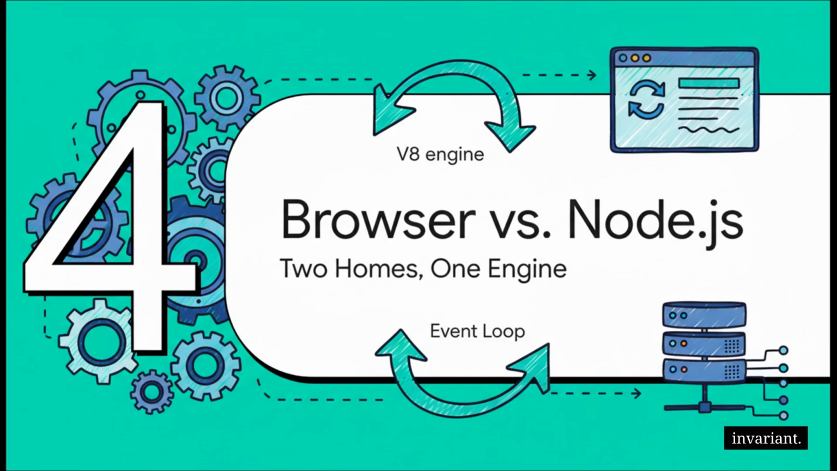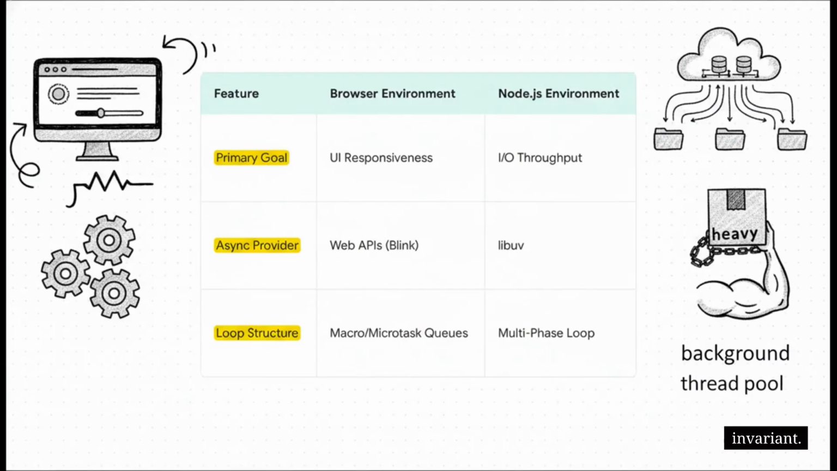But what's really interesting is that it doesn't just live in the browser. V8 is also the heart of Node.js, the super popular server-side platform. But the environment it lives in completely changes its behavior and its priorities. In the browser, the event loop's #1 job is a smooth, responsive user interface. It has to stay in sync with that whole rendering pipeline we talked about earlier.